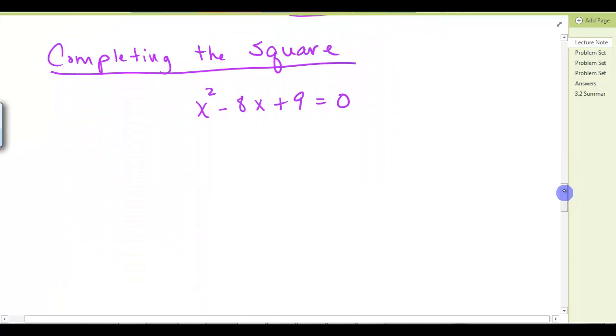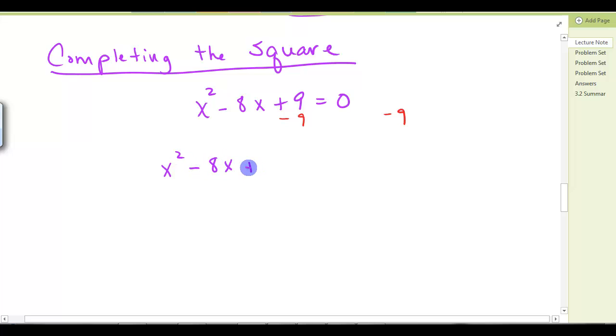Completing the square. We did a little bit of this in changing to the vertex formula. This is a little bit different. We don't have a y here. We have equal to 0, so we won't have a y involved in our work. So remember that the first thing was to get the constant to the other side. So we're going to subtract 9 on both sides.